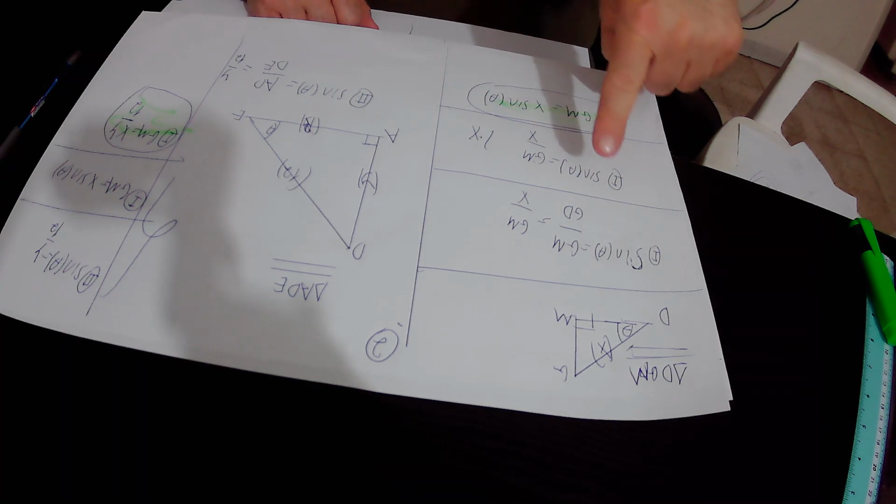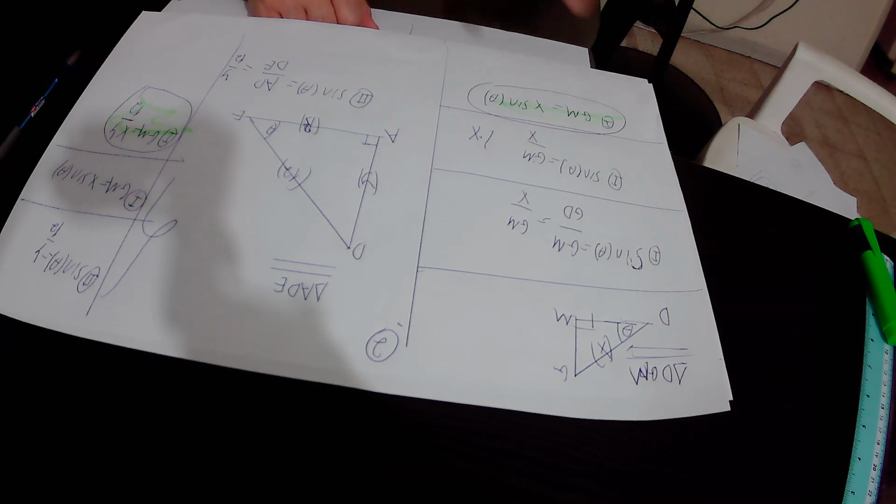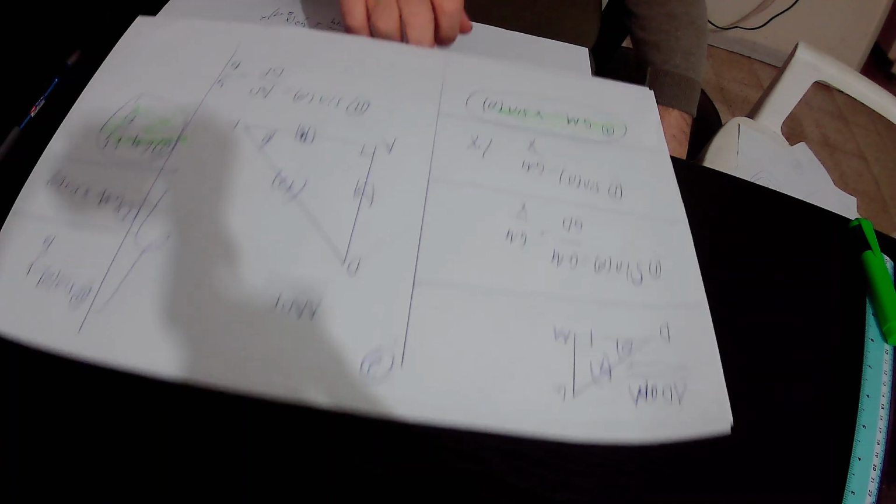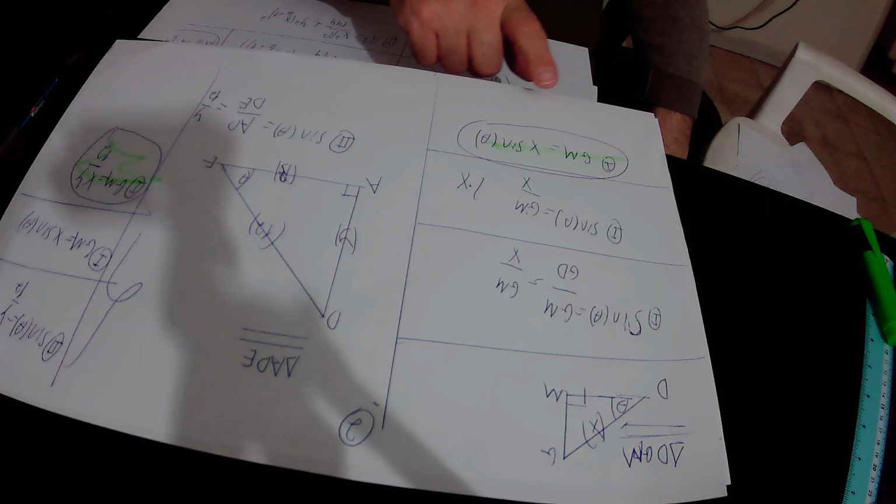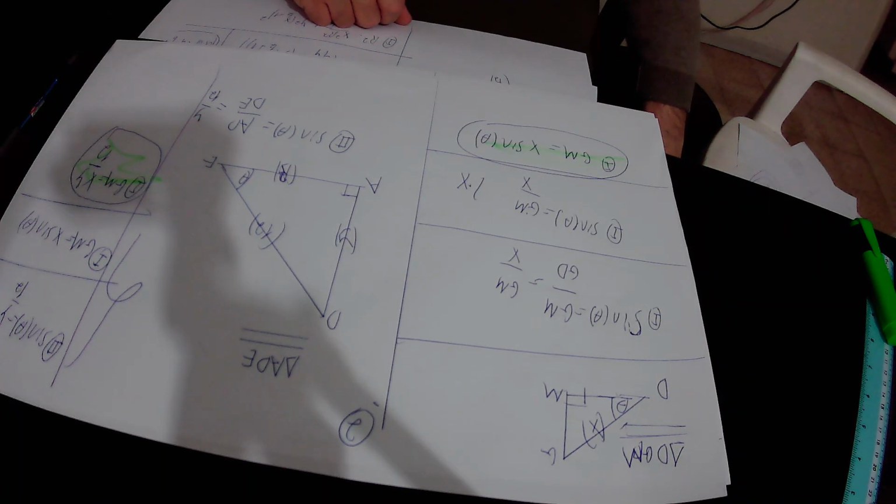GD is x, therefore we substitute x for GD. So in conclusion, we found that according to equation 1, sine theta equals GM over x. We multiply equation 1 by x, and finally find that GM equals x times sine theta. This is according to equation 1.